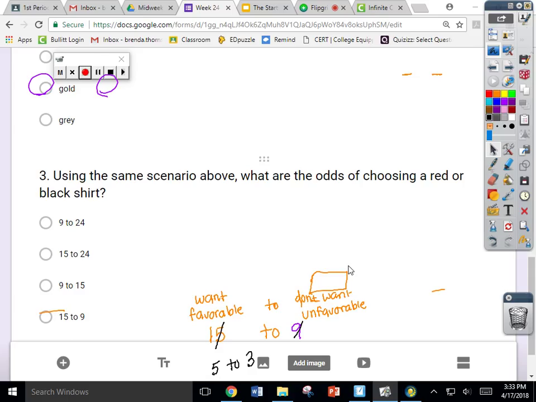So hopefully those helped with your Probability Friday questions. Hopefully you look over these before your test on Thursday.